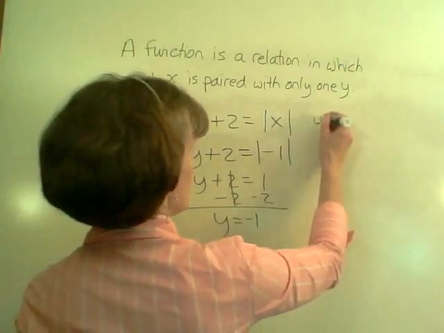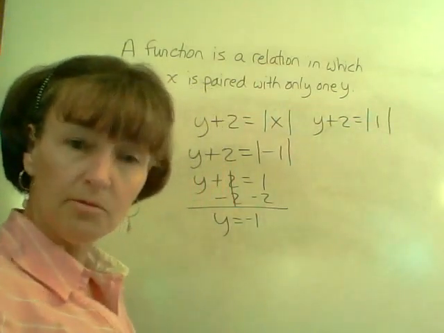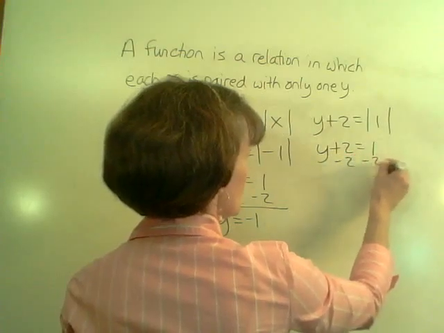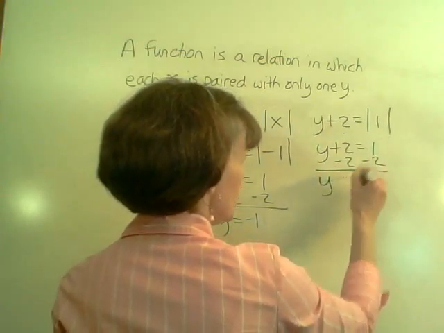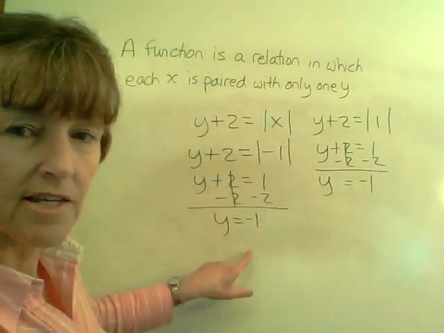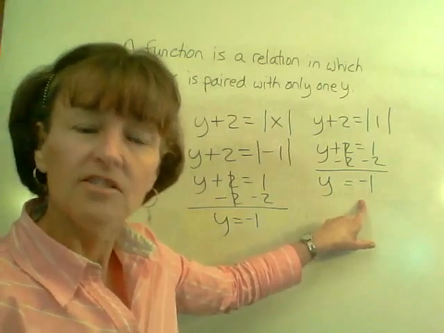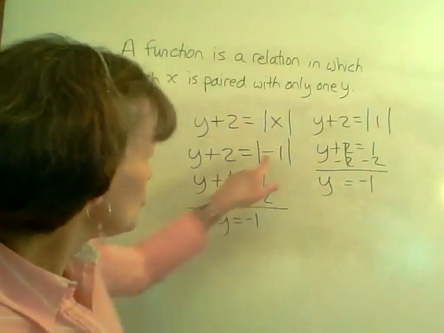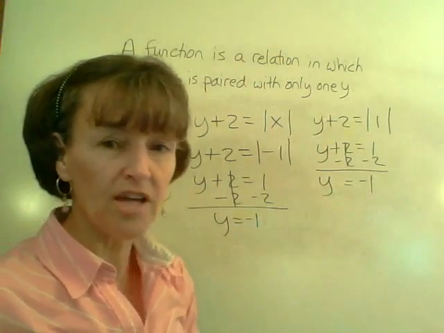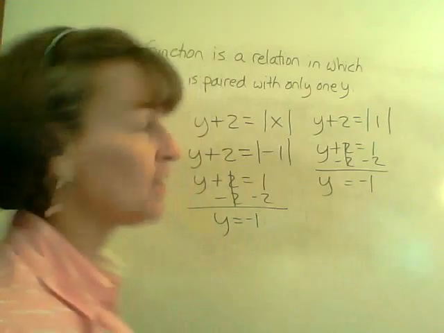Well, let's put +1 in for x. y + 2 = |1|. What's the absolute value of +1? It's 1. So y + 2 = 1. When I subtract 2, then I get y = -1. So you see, when x is -1, I get -1 for y. When x is +1, I get -1 for y. Well, that's okay. It's okay for two different x's to be paired with the same y. But it's not okay for one x to be paired with two different y's. So this appears to be a function.